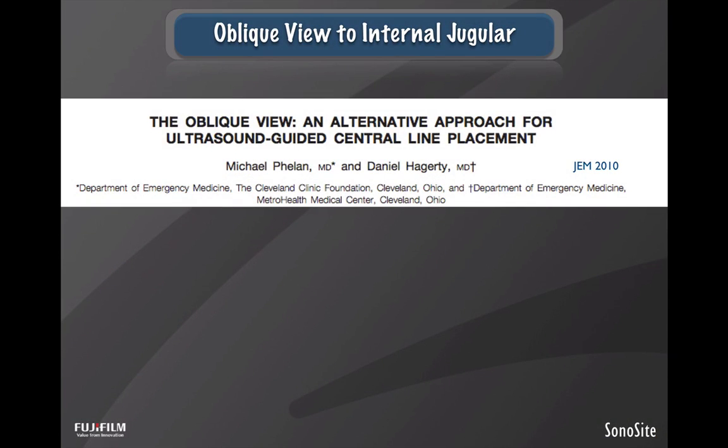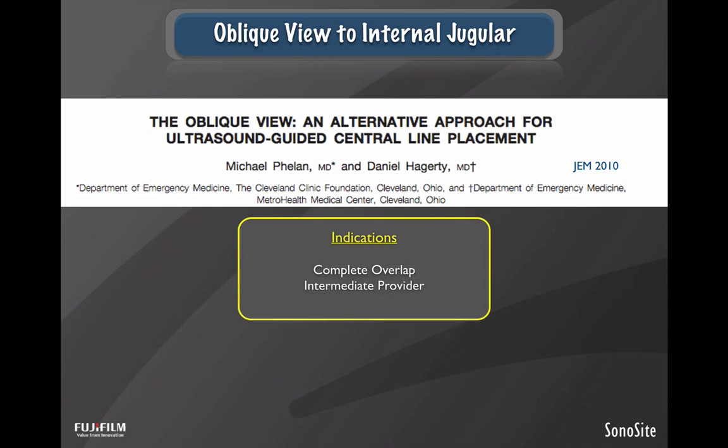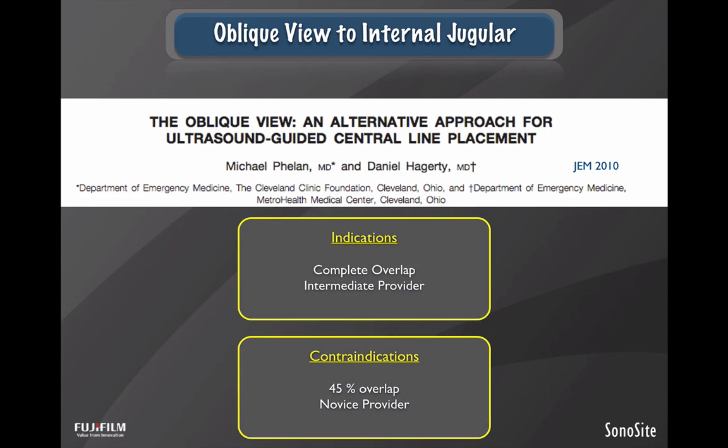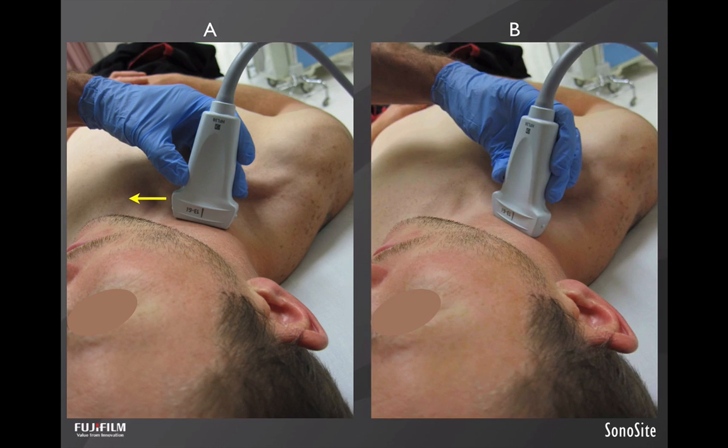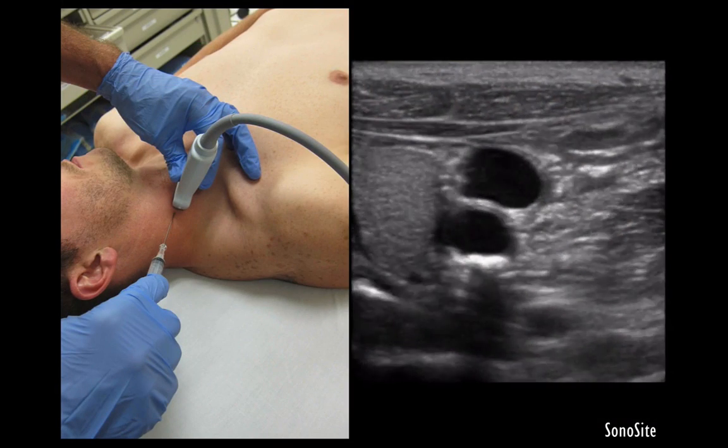And another technique that I do also like is the oblique view. This is another technique which is nice. This was recently published in the Journal of Emergency Medicine in 2010, and it's another nice technique for those people who are comfortable with the in-plane visualization of the needle. You can see here, this is the classic transverse visualization of the neck. All you do is rotate it. Again, you're able to visualize both the IJ and carotid, and now you're going to come in plane.